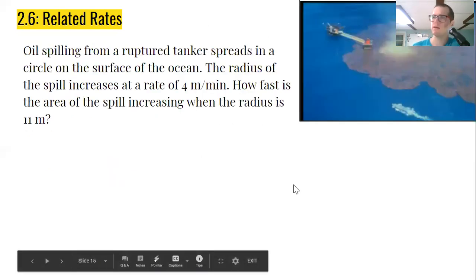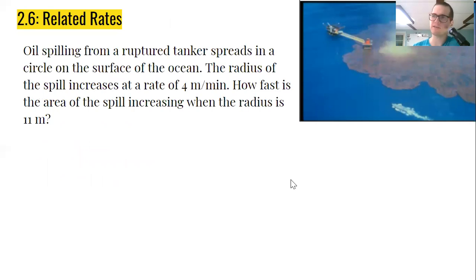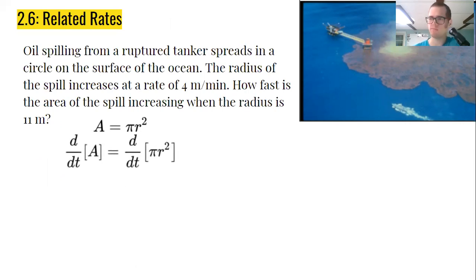All right. This one: the oil spilling from the ruptured tanker spreads in a circle on the surface of the ocean. The radius of the spill increases at a rate of 4 meters per minute. How fast is the area of the spill increasing when the radius is 11 meters? I see radius and I see area, and I heard the word circle. So probably I need the area of a circle. And I'm dealing with rates, so I need to take a derivative. Bam.